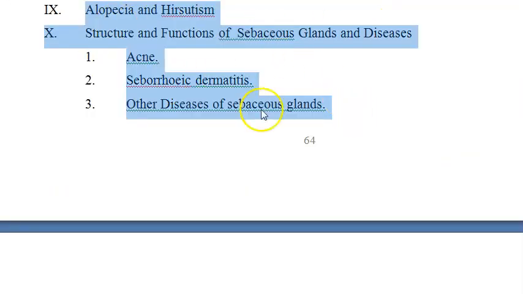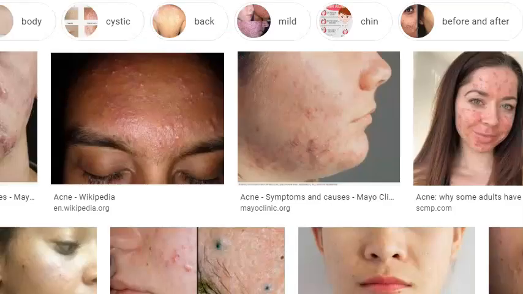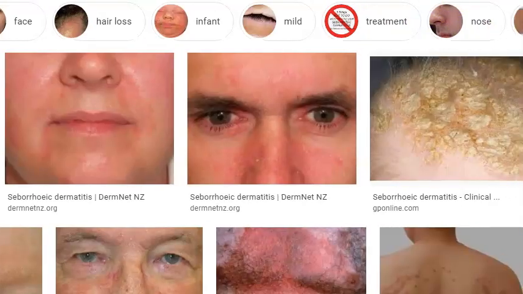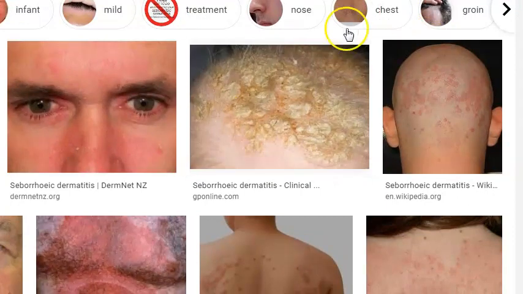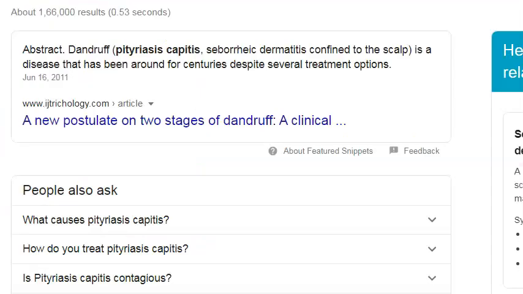Function and structure of the sebaceous gland and its diseases. Very famous, these you will know. Acne, seborrheic dermatitis, other diseases of sebaceous glands. Acne, we should show a photo. There you go. Seborrheic dermatitis. Look at these, so many terms to know. Pityriasis capitis. Dandruff. Pityriasis capitis, dandruff.